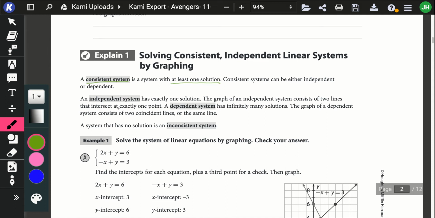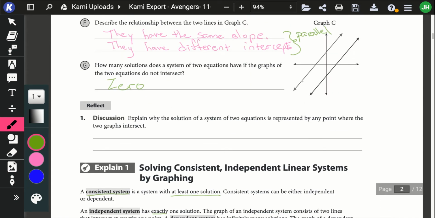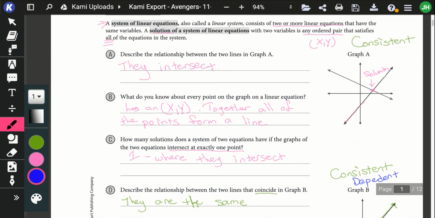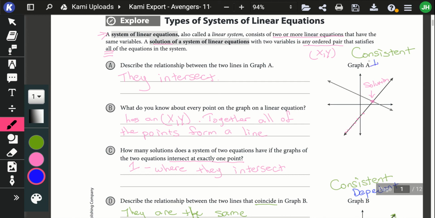They can either be independent or dependent. And independent has exactly one solution. So that means the lines intersect at exactly one point. A dependent system has infinitely many solutions. That has two coincident lines or the same line. So this one is consistent dependent. And this one is consistent independent.